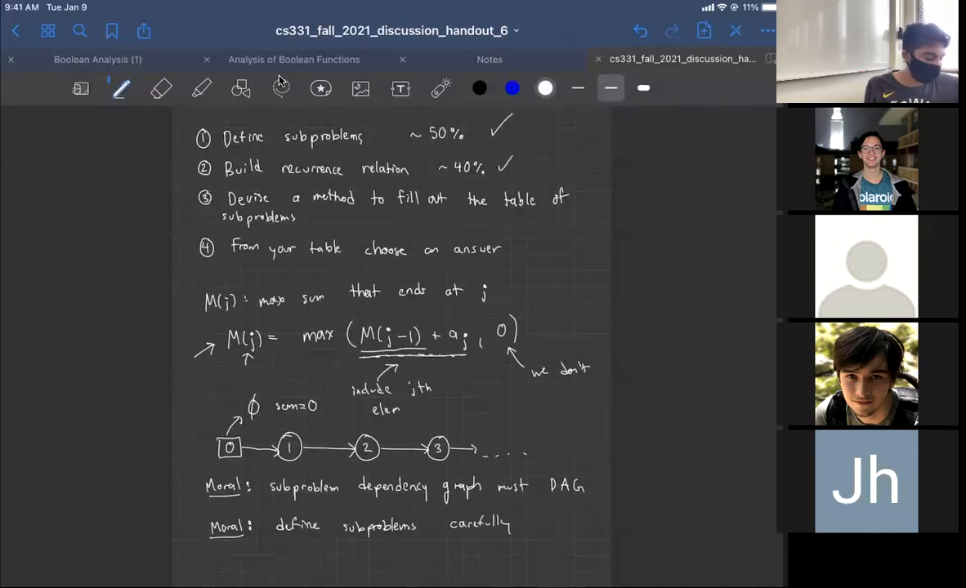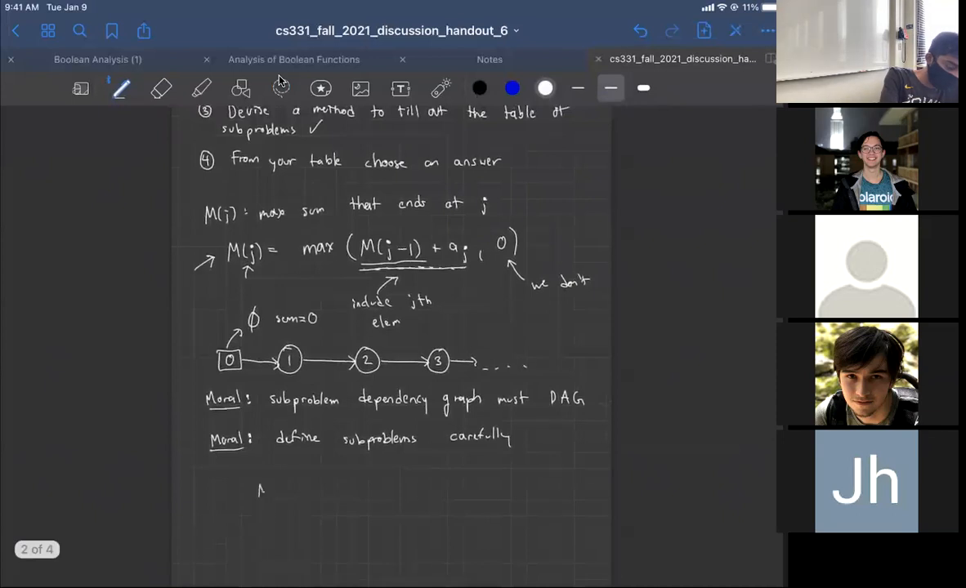Okay. So now let's choose an answer. So now at this point, we have the solution to m of 1. We have the solution to m of 2. We have the solution to m of 3. And we have the solution to all of them up to m of n. So which one of these things do we choose? M of 1 is the biggest subarray sum that ends at 1. M of 2 is the biggest subarray sum that ends at 2. Which one of these is the biggest subarray sum, period?